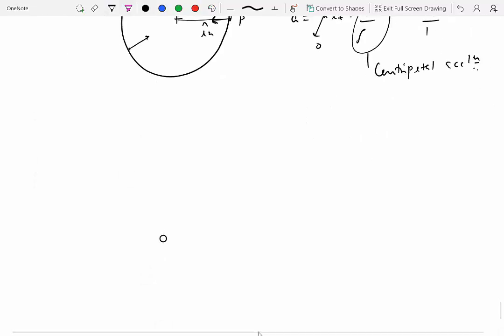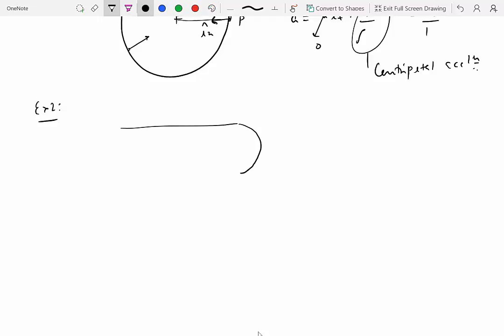Another example is of a track which has, let's say, a straight line first and then a semicircular arc. And then it could be followed further by a straight line. And let's say you have a railroad car traveling along this path, and it's moving at constant velocity.